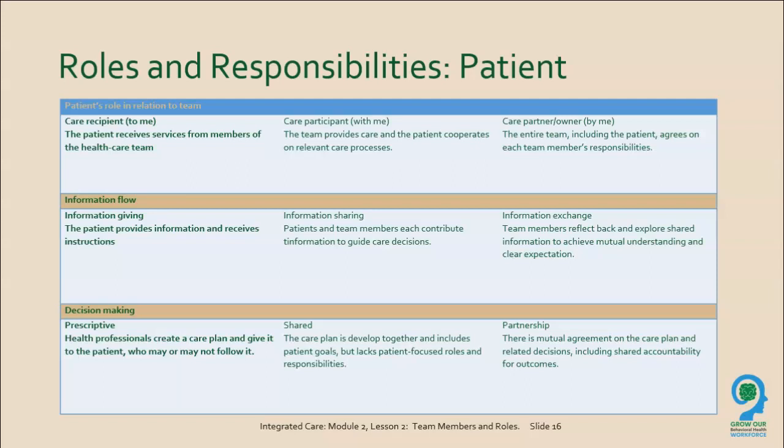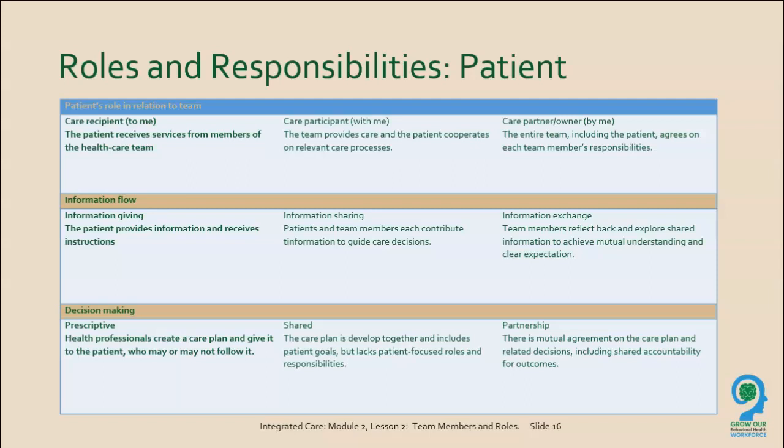This chart shows the roles and responsibilities of the patient at different levels of patient engagement. The more traditional model is on the left, with the model of the highly engaged patient on the right. If the patient's role in relation to the team is simply being a care recipient, something's done to me. The patient receives services from members of the healthcare team, and that's about it. The more engaged patient, a care participant, basically means we're doing it with you: the team provides care and the patient cooperates on relevant care processes.